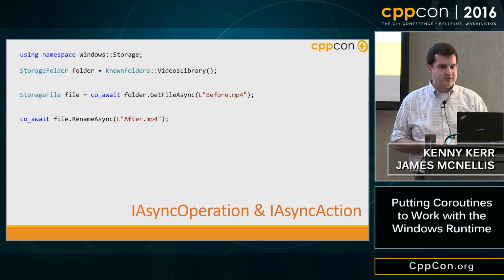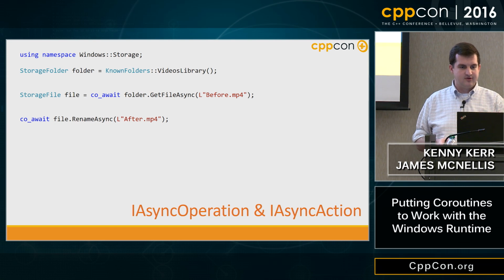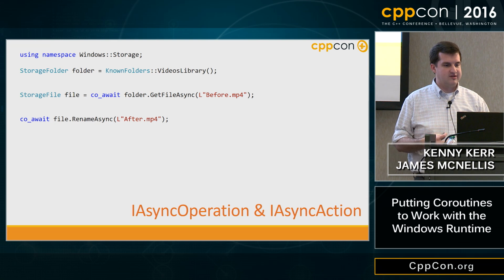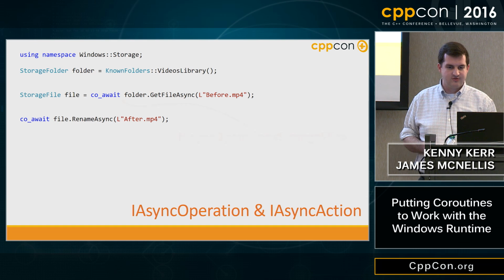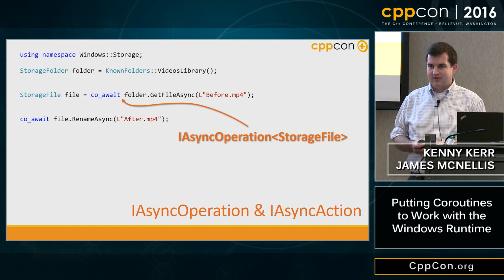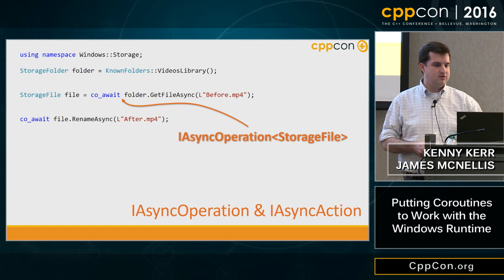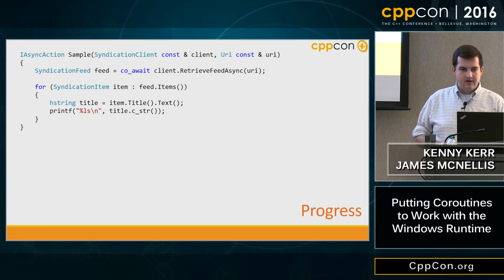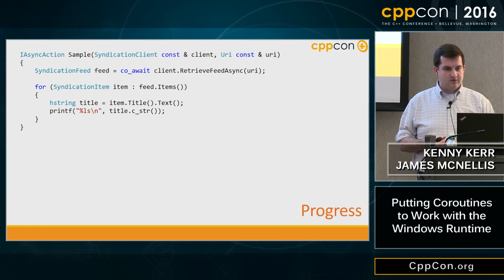We have examples showing how they work. So here's an example of the difference between them. So we have, for example, get file async. Obviously, it's going to get a file, so it has to return you the storage file. And so that is an iasync operation, whereas a file rename operation doesn't actually return you anything that you can use, and so that's an iasync action. Here's an example showing how progress reporting works.